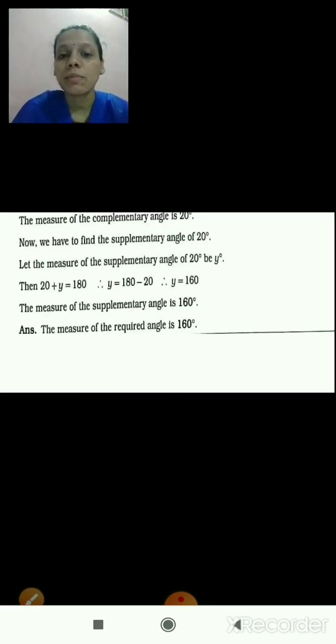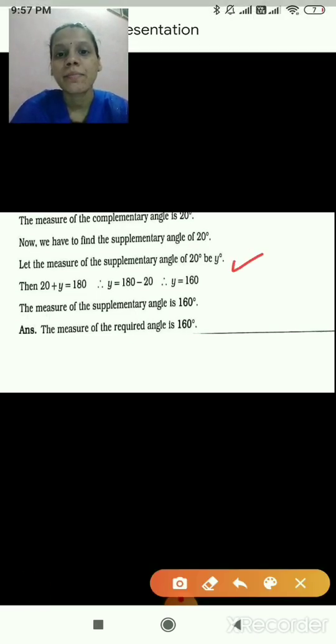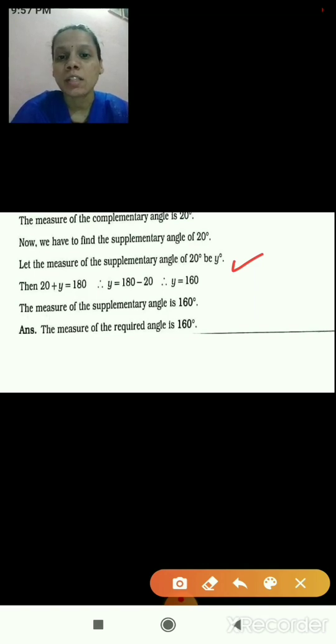Let the measure of the supplementary angle of 20 degrees be y, that we will consider. So here, 20 plus y is equal to 180 degrees, as they are supplementary. So y is equal to this plus 20 will go on the right hand side, so it becomes minus 20. Therefore y is equal to 180 minus 20.